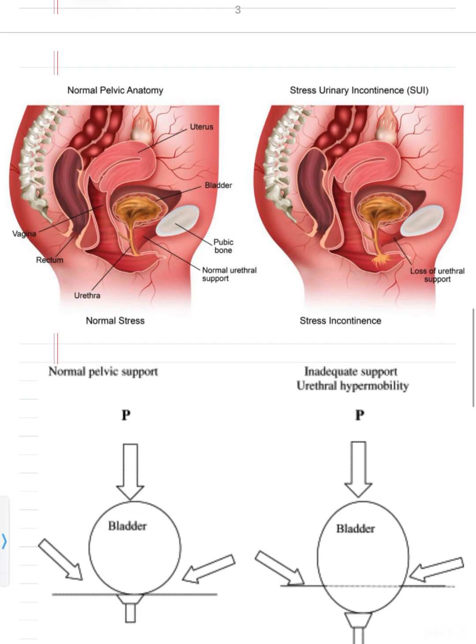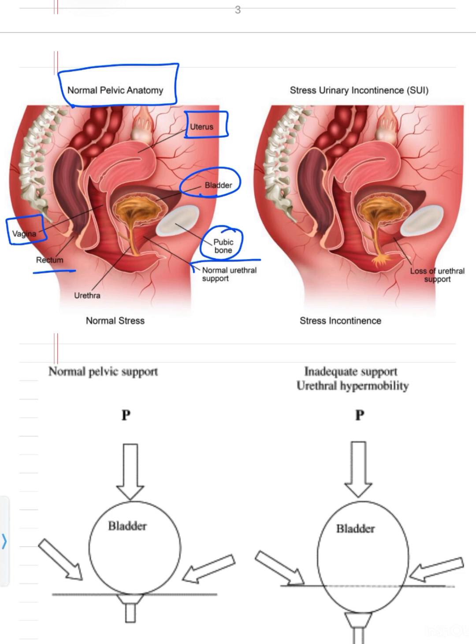We can understand it. So in the normal pelvic anatomy, you can see there is uterus, then there is vagina, there is rectum here. So posteriorly there is rectum, then there is vagina, and then in the front there is bladder. There is pubic bone, and there are normal urethral support. But whenever the pelvic muscles get weakened, there is loss of urethral support. So loss of urethral support leads to descent.